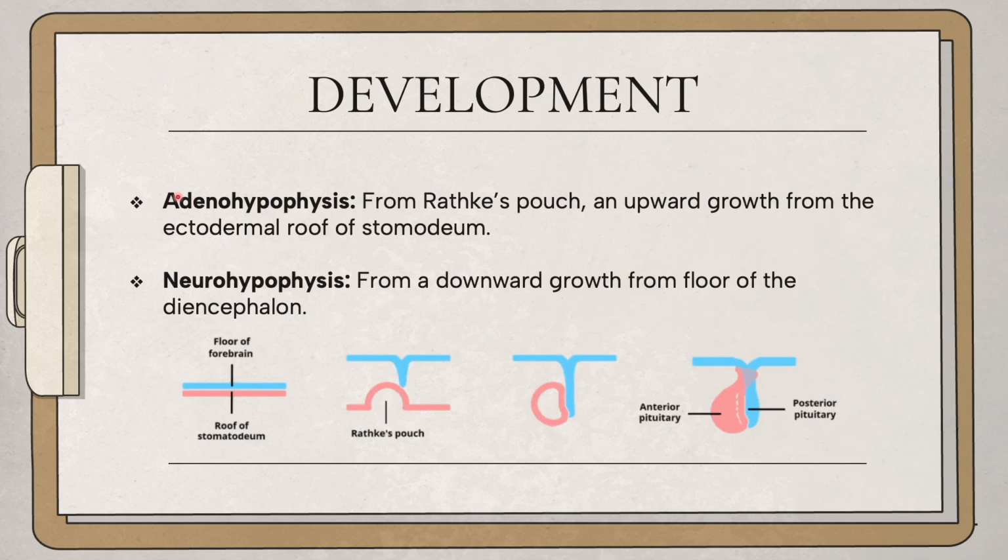The pituitary gland is developed from two sources. The adenohypophysis is developed as an upward growth of Rathke's pouch from the surface ectoderm of the roof of the stomodeum, which is the primitive mouth. The posterior lobe is developed from the neuroectoderm as a downward growth from the floor of the diencephalon. The distal end forms the solid mass, whereas the proximal part persists as the infundibular stem, where the third ventricle recess is present.